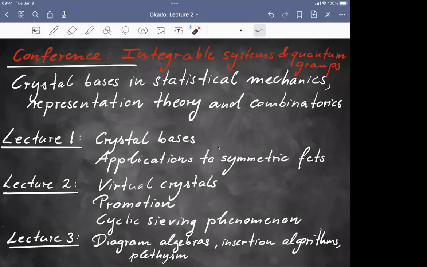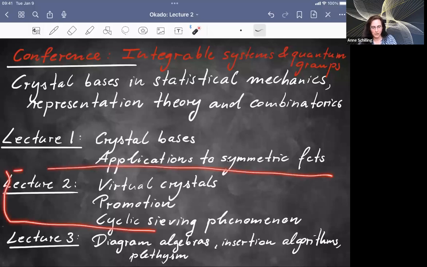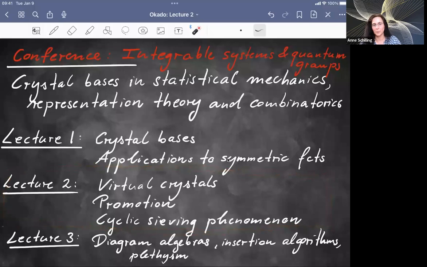Yeah, thank you so much again to the organizers for putting on this conference, and all the great speakers. So today, what I want to do is talk about virtual crystals, promotion, and then also the cyclic sieving phenomenon.